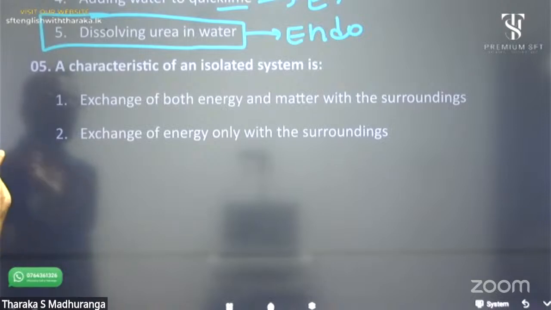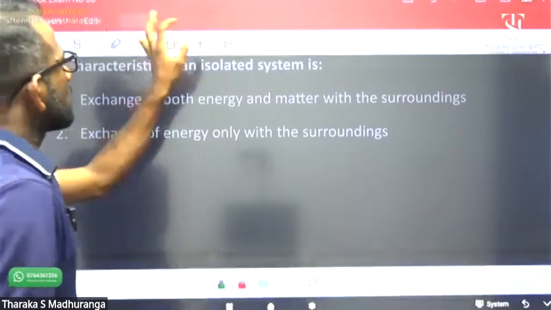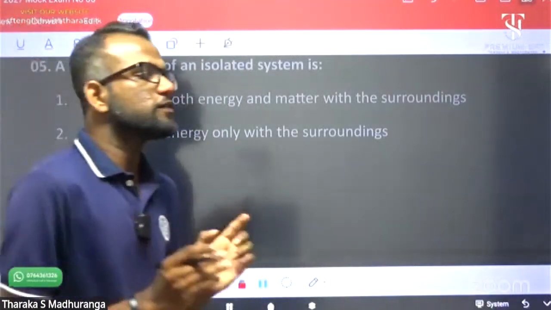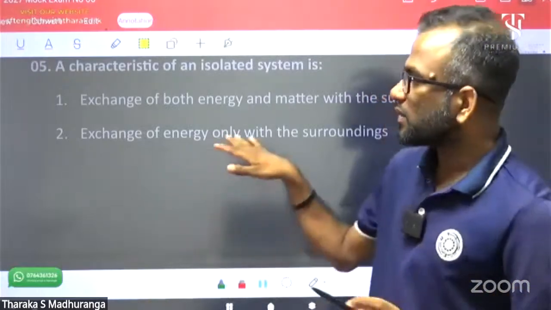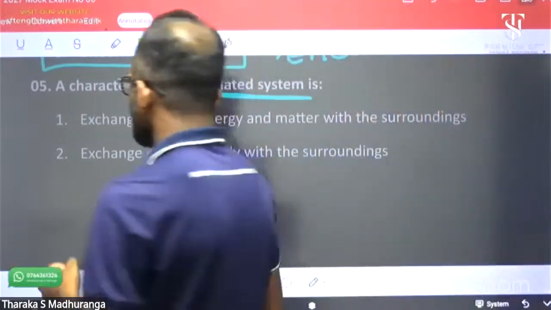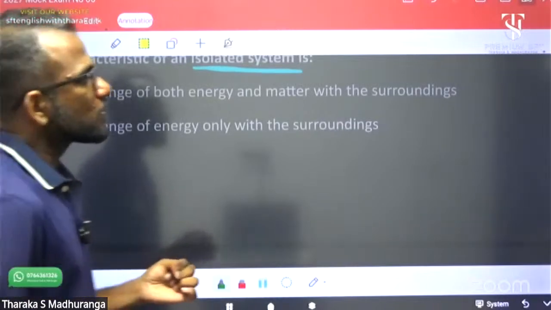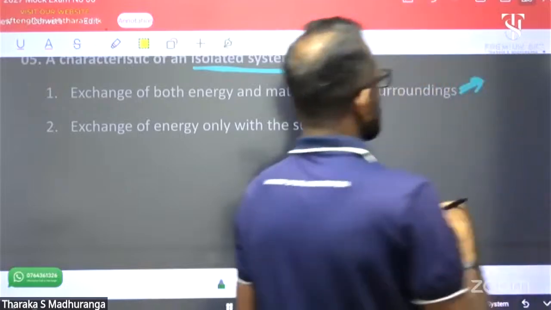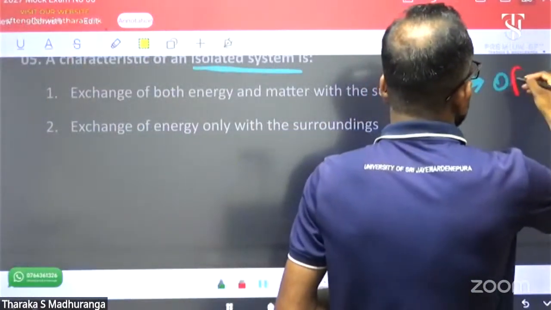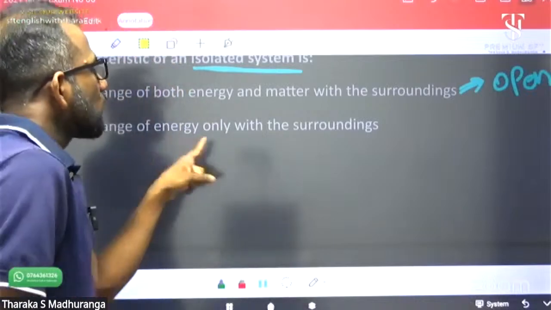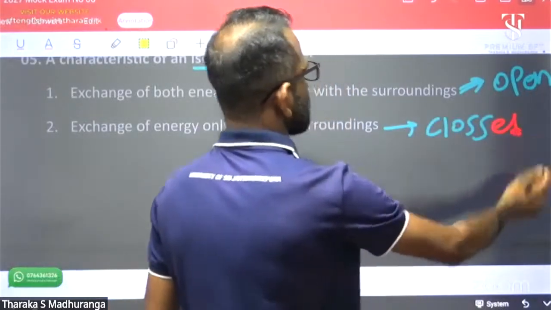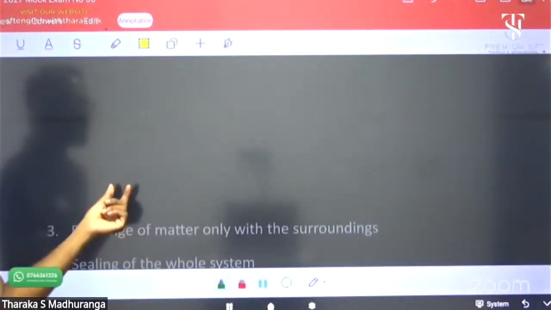The characteristic of an isolated system. According to energy and matter exchange, systems are mainly of three types: open systems, closed systems, and isolated systems. The question asks about the characteristic of an isolated system. Exchanging both energy and matter with the surroundings, what is the system? It is an open system. Exchanging energy only with the surroundings is a closed system. Both are wrong, since the question asks about an isolated system.